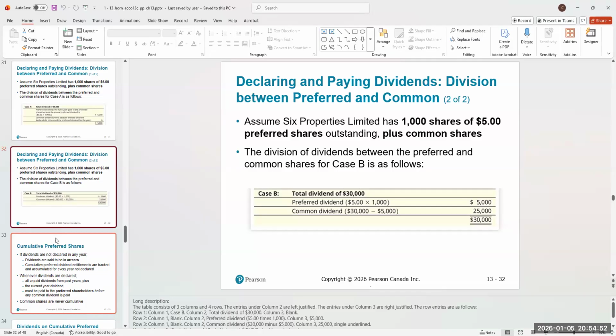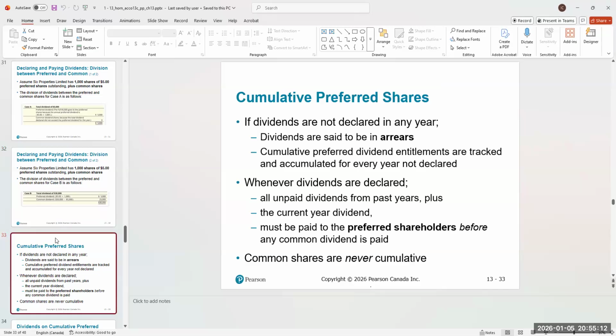Payment date: debit preferred dividend payable 5,000. Debit common shares dividend payable 25,000. Credit cash 30,000. Job done, everybody goes. This is when we have only preferred shares, which pay $5 per share, and common shares.